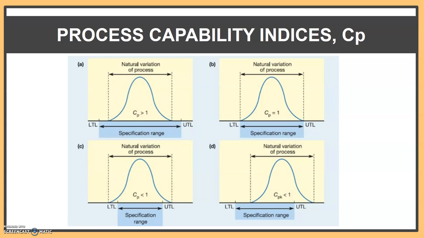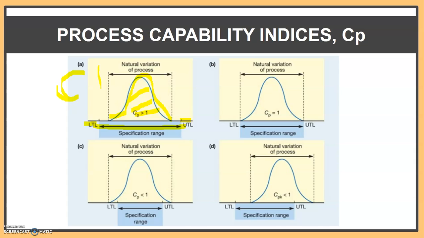That means your customer requirement is this range, and your process tolerance range is here. So your tolerance is within the limit of the customer. So this is the desired condition. This is case 1.